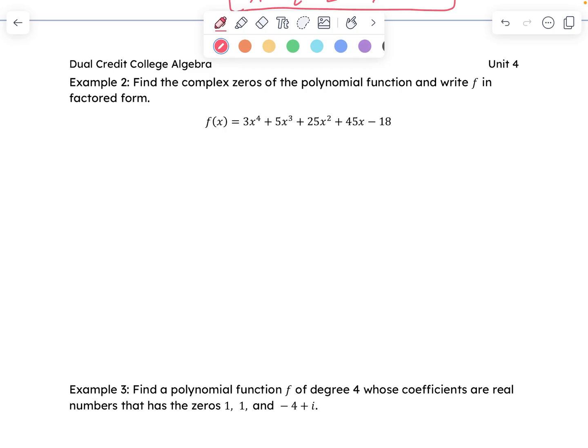So I'm going to start in the back with my p's, my 18. So I'm going to see what can I multiply to get to 18. So I've got 1 and 18, 2 and 9, and 3 and 6. Okay, and then I'm going to go back to my q's. I've got 3. And so to multiply to get 3, I've got 1 and 3.